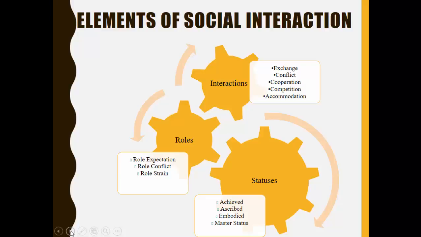All right, so when we're looking at elements of social interactions, the statuses that you have can be achieved, ascribed, embodied. And then you'll have a status which is your master status. Depending on what statuses you have, you will have certain roles or expectations. Roles are similar to norms, but they're specific to certain statuses. So role expectation being what you are supposed to do, right? And then role performance happening if there's conflict or strain, right? Because of the statuses that you have and the behaviors that are expected out of you, you're going to interact with people in a certain way.